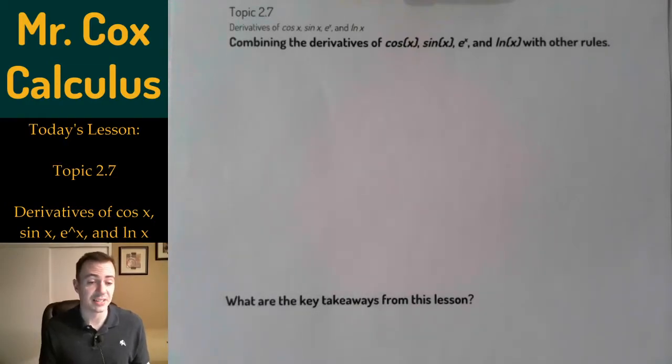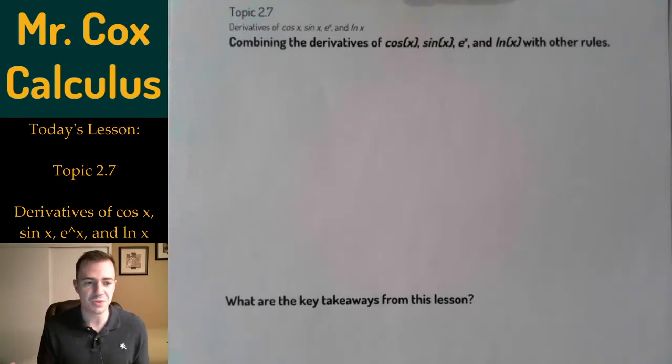So in this lesson, we've learned the derivative of sine of x is cosine of x. We learned the derivative of cosine of x is negative sine of x. We learned the derivative of e to the x is itself, e to the x. And we learned the derivative of the natural log of x is 1 over x.